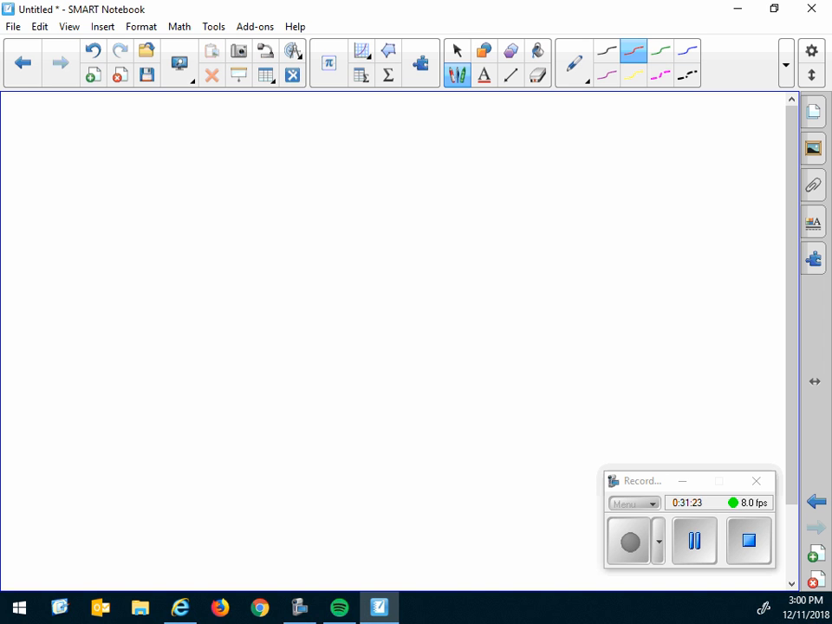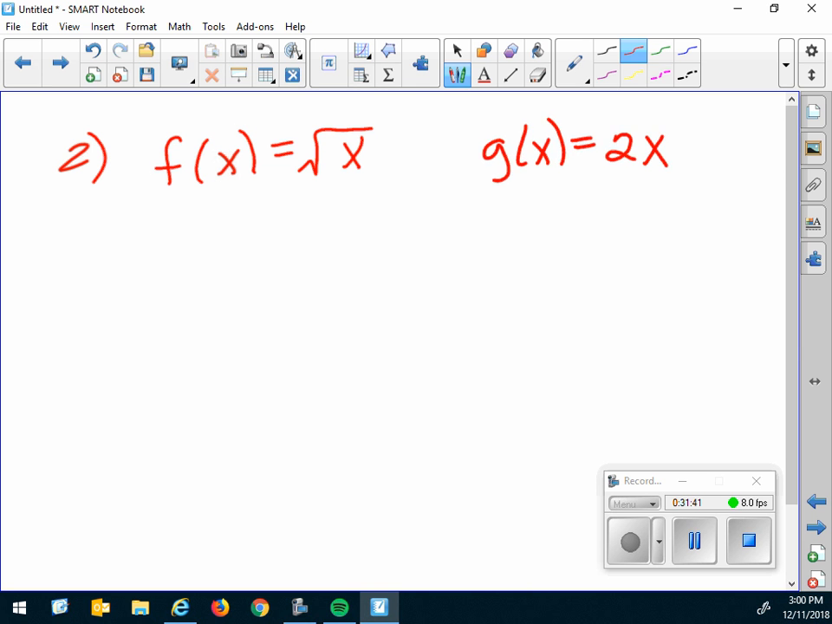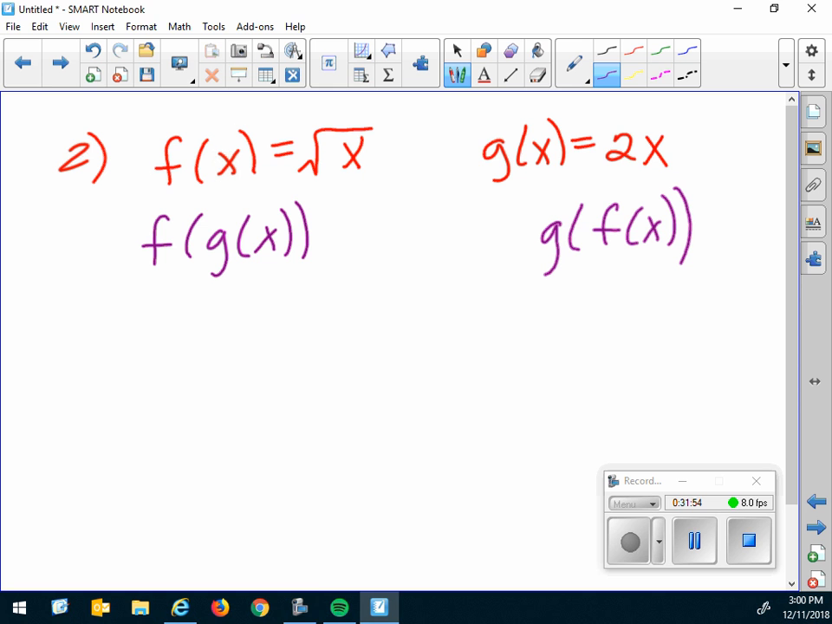Did y'all number those 1 and 2? Yeah. Just number it 1, and then number this one 2. Now, you can put 1a and 1b if you want. Now, here are your 2 functions. F of x is square root x. G of x is 2x. Now, I want you to try it. I want you to find f of g of x, and I want you to find g of f of x. While I talk to Miss Locke.